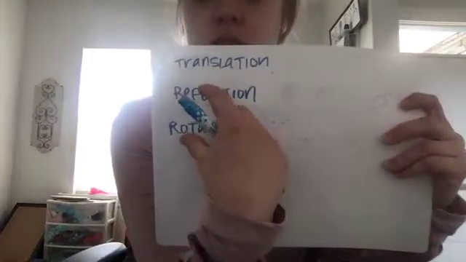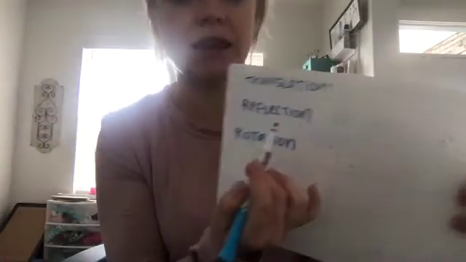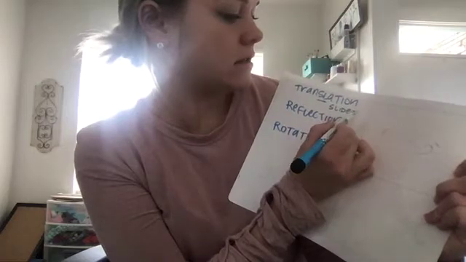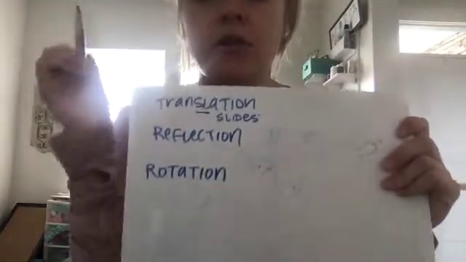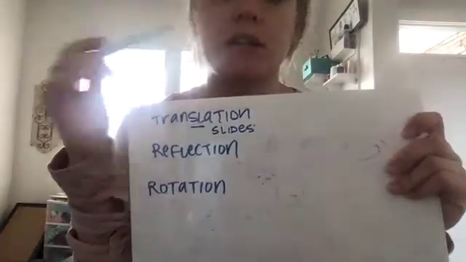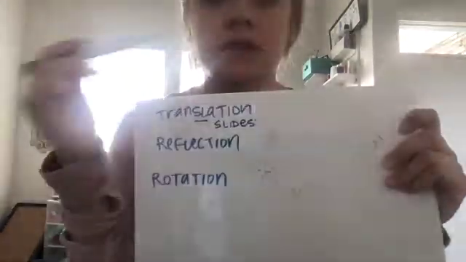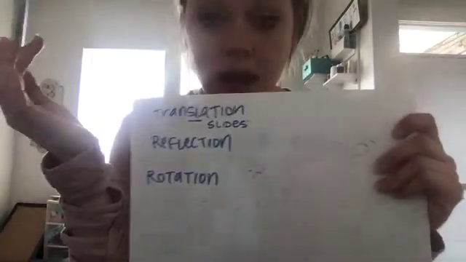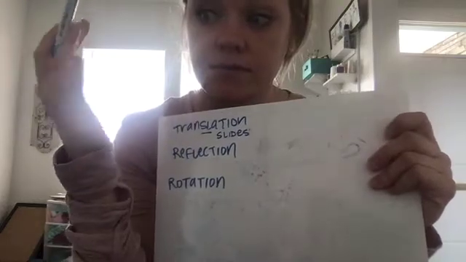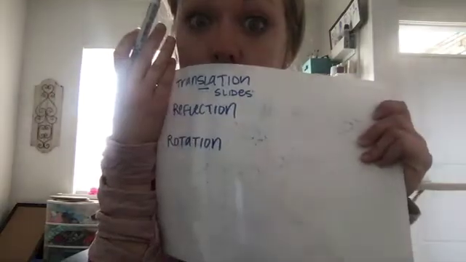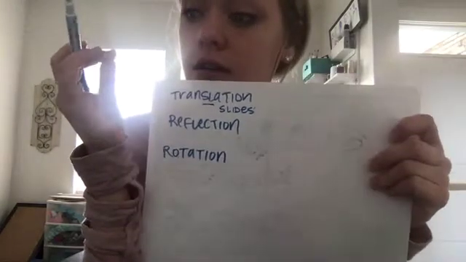Translation is where it just slides the shape, and you can remember that because translate has an SL, so it slides. Translate also can mean going from like one thing to another. So you can translate from English to Spanish, from Spanish to English. It's moving it to different languages.